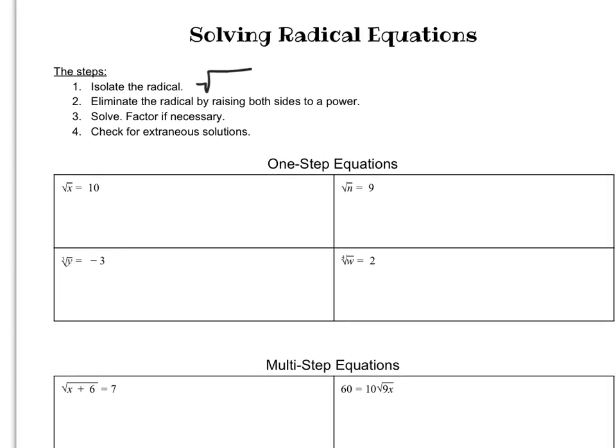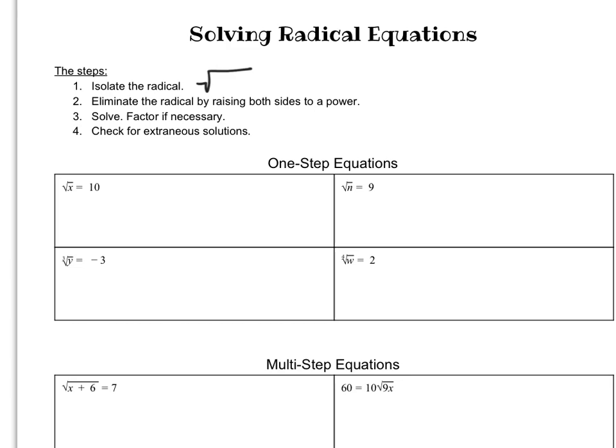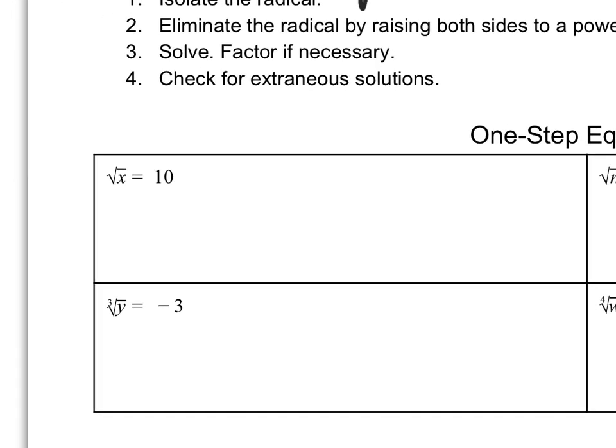So let's take a look at these one-step equations. My first one says the square root of x is equal to 10. And I don't have an index written here, but I know it's a 2. So I'm going to write that 2. The reason is that when I see that 2, I know that if I want to eliminate the radical, the way to do that is going to be to raise both sides to the power of 2. That will eliminate that radical.